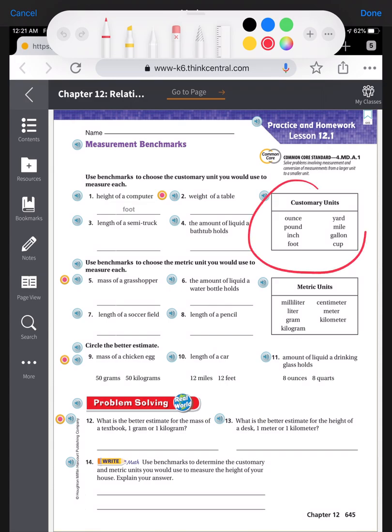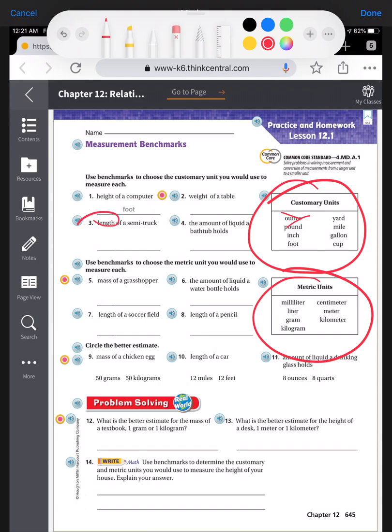And we got customary units here: ounce, pound, inch, foot, yard, mile, gallon, and cup. And you've got milliliter, liter, grams, kilograms, centimeters, meters, and kilometers. And we'll do a couple together here. Length of a semi-truck. That's a big tractor trailer hauling stuff back and forth from stores and warehouses. First of all, they want to know the length, so we can eliminate ounce and pound. Those are weight. We want length. Inch and foot and yard and mile. Now, those are all length measurements, and that's what we want here.